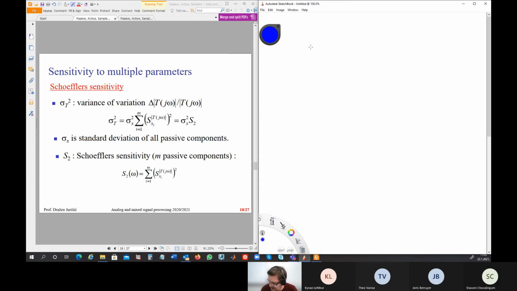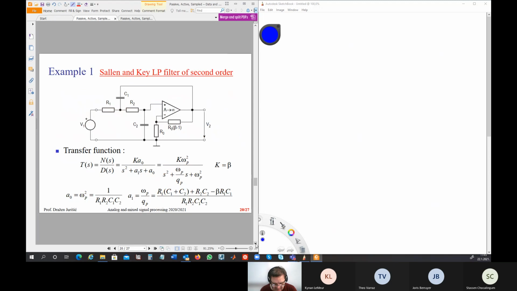If you have, for example, let's say we go step here, we go to this example, and then we'll go back. If you have such a circuit which you recognize, which is called Sallen-Key low-pass filter, then you can calculate something which is called sensitivity of T of s to Qp. How does it look like? Qp is from here, because A1 is equal to omega p over Qp. So Qp must look like this.